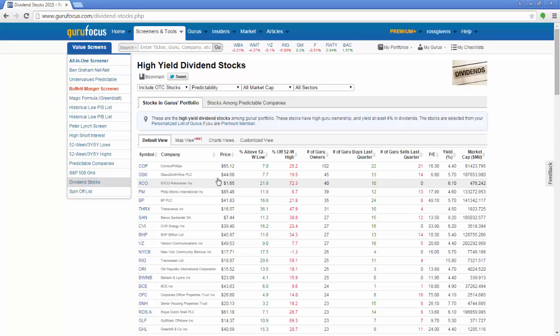And here's what this list is comprised of. It's producing high yield dividend stocks among your personalized list of gurus, their top yielding stocks that are yielding at least 4%. Have guru ownership. So this list could be different if you were following a different set of gurus than I am. So like anything else, it's very clickable. If you see up here at the top where it says the stocks are selected from your personalized list of gurus.